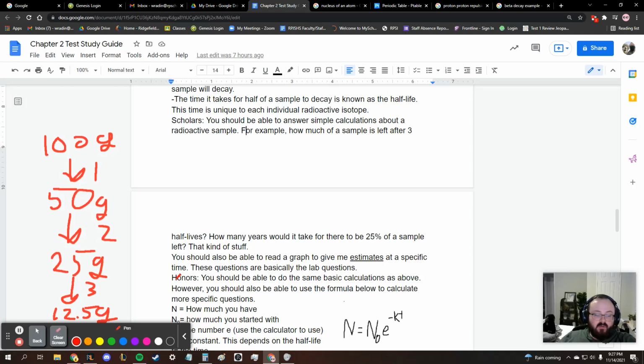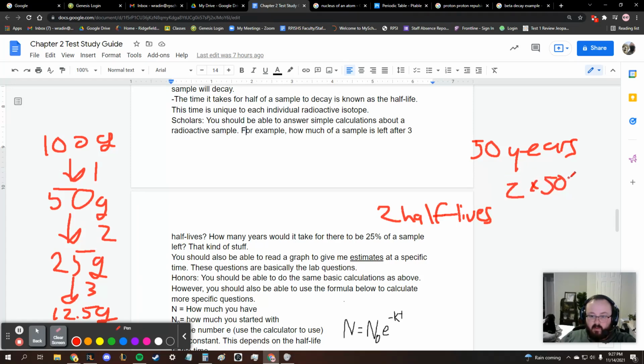How many years would it take for there to be 25% of a sample left? So that depends on the half-life. 25%, I mean, these are already out of 100. That would be 2 half-lives. So if the half-life was, let's just say, 50 years, it would take 2 times 50, which is 100 years.